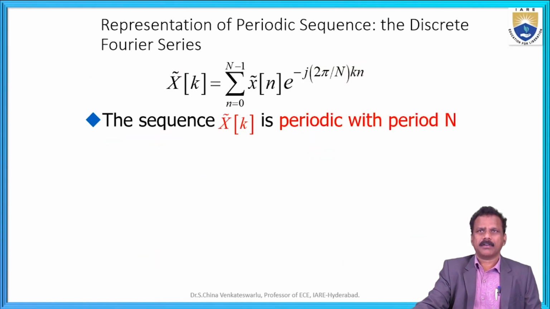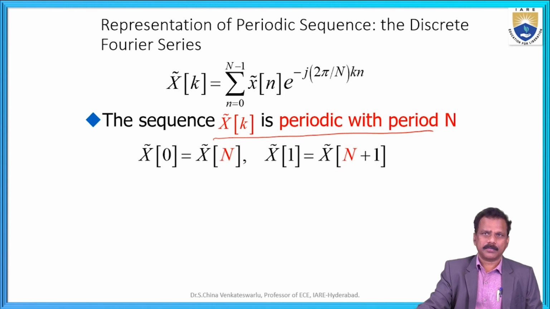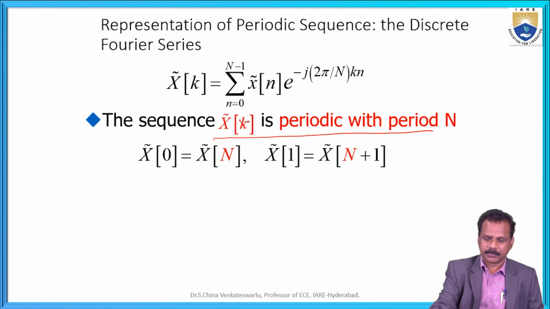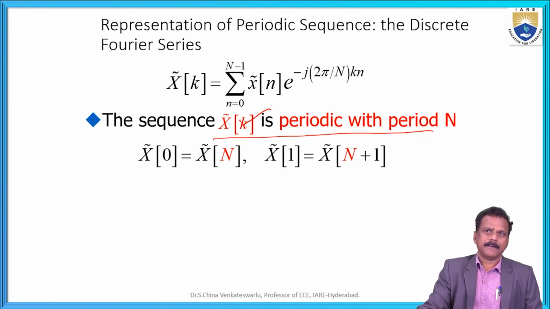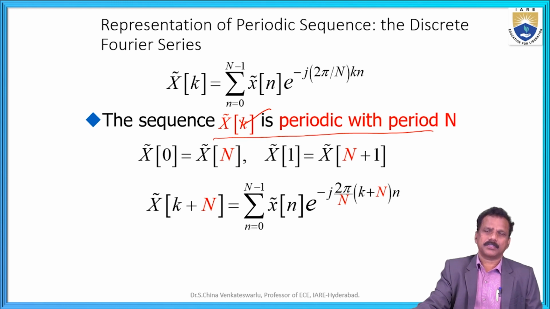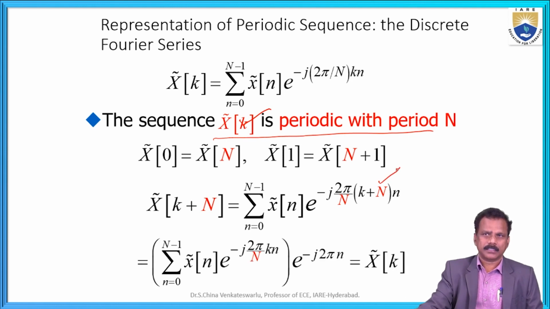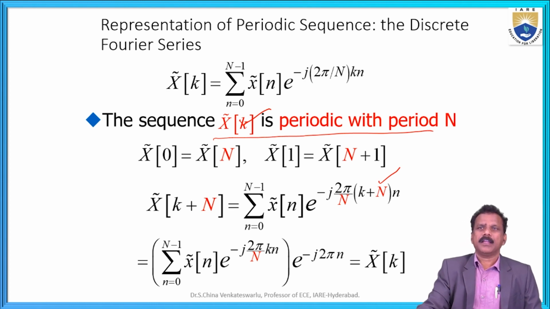Next, the representation of the periodic sequence, the discrete Fourier series x of k, the summation n equal to 0 to N minus 1 of x of n e power j 2 pi by N kn. The sequence x of k is periodic with period N. That means, substituting k equal to 0, x of 0 equals x of N, x of 1 is equal to x of N plus 1. Like this, x of k plus N is the summation n equal to 0 to N minus 1 of x of n into e power j 2 pi by N of (k plus N) into small n. Like this, we represent that the sequence x of k is periodic with period capital N.